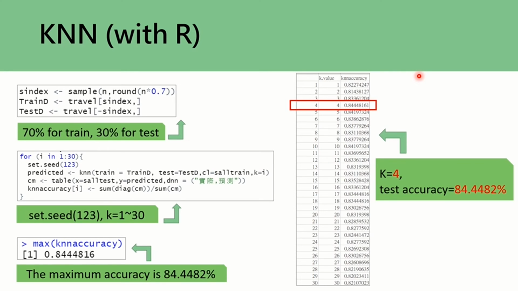In R, I divided the data into 2 parts, 70% for training, 30% for testing, and set seed 1, 2, 3. Value of K is from 1 to 30. Then I find the maximum accuracy is 84.4482% when K is 4.